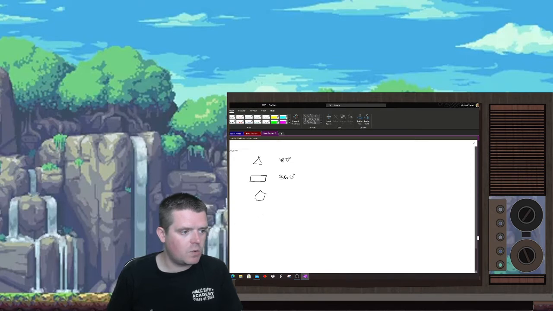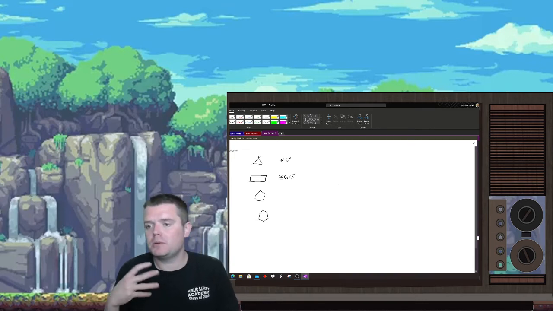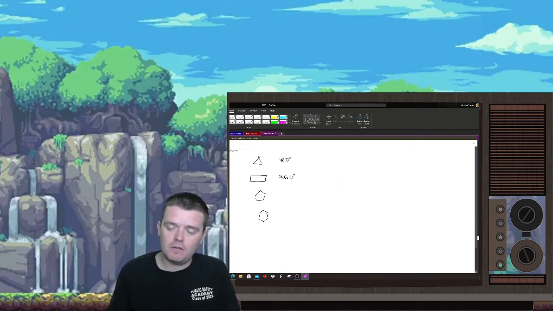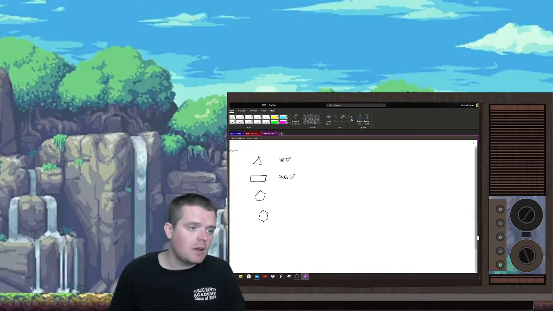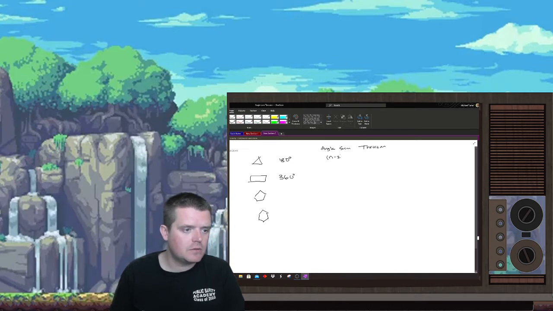And the question is, if I'm looking at a shape, and it doesn't have to be a normal polygon, but for any polygon, we want to be able to determine what the angles of that shape are going to add up to. So your angle sum theorem for polygons is given as n minus 2 times 180 degrees, where n is the number of sides of the shape that you're looking at.